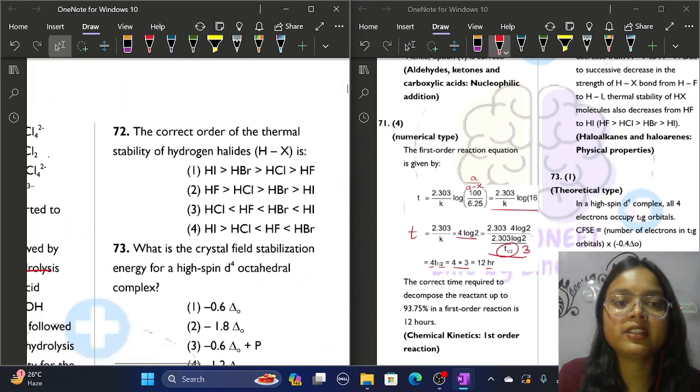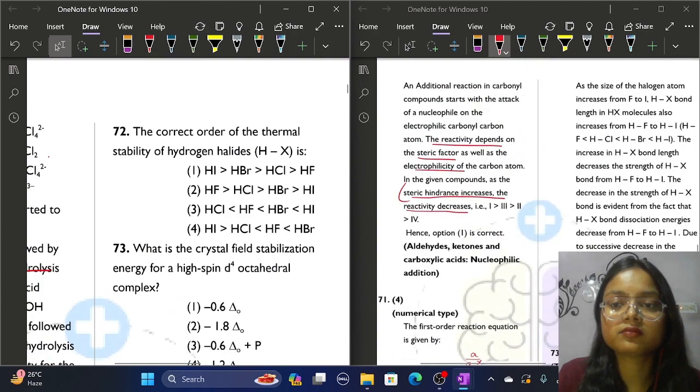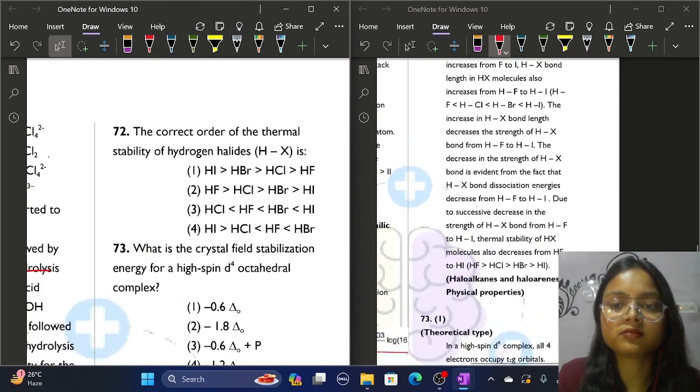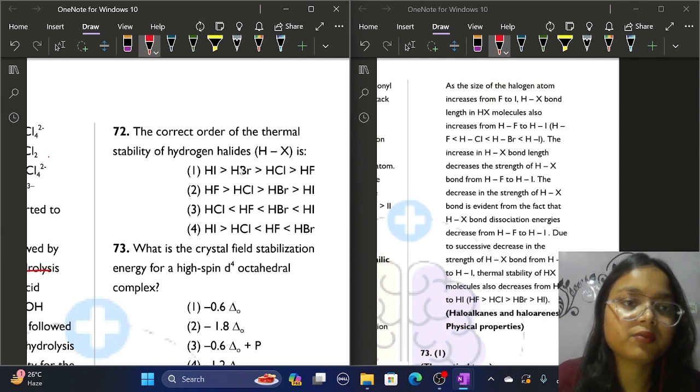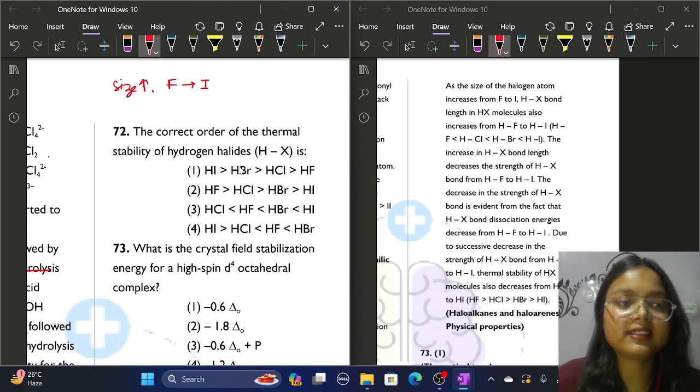For question number 72, the correct order of the thermal stability of hydrogen halides. So what will be the thermal stability? As the size increases, from fluorine to iodine, we say fluorine has the least size and iodine has the greatest size, what happens? The bond length also increases. If the bond length between the atoms increases, what happens? The bond strength decreases.